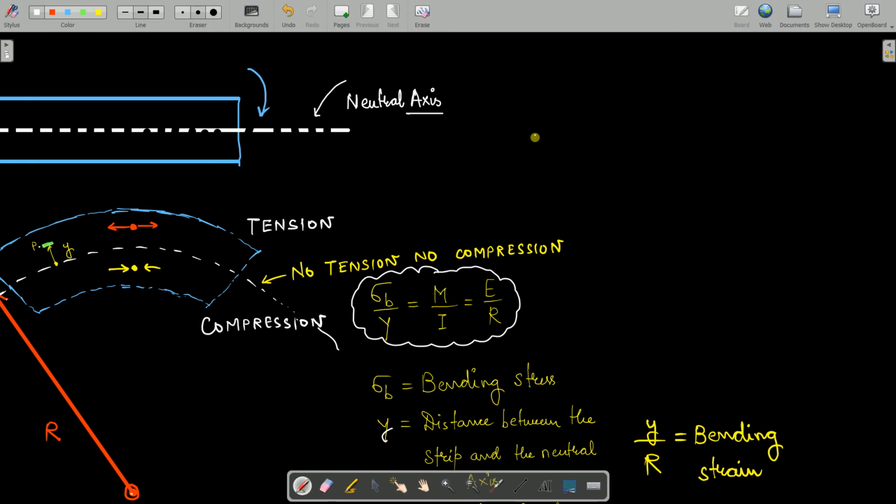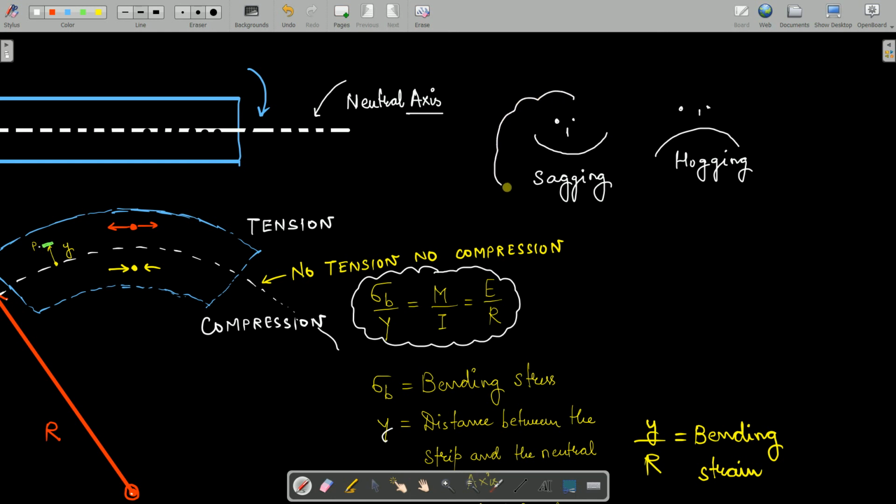And the last thing about bending is, if your bending is like this, making a smiling face, I will call this bending a sagging bending. Okay, and if your bending makes a dull or sorrow face, I will call this my hogging. So there are different terminologies given, so you can remember sagging when it smiles and hogging when sorrow.